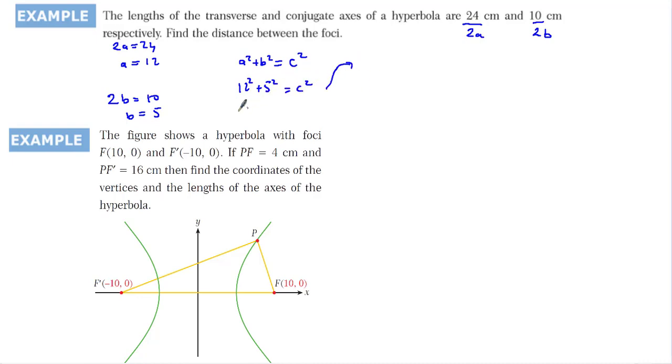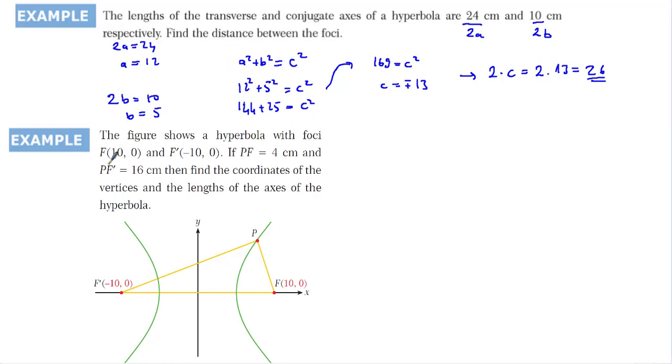And if I continue here, 144 plus 25 is equal to c squared. C squared is equal to 169. C is equal to plus or minus 13. The length between the two foci is 2c, which is equal to 2 times 13, which is equal to 26. The distance between the two foci.